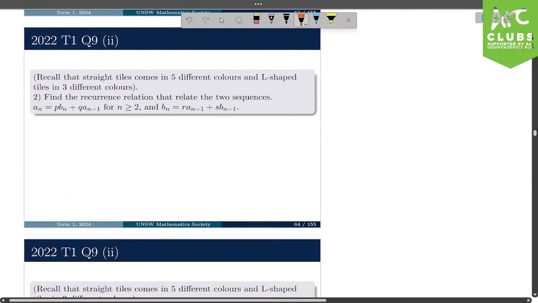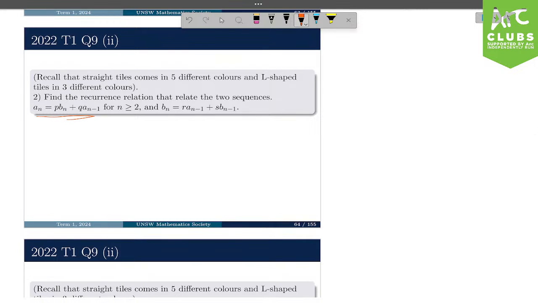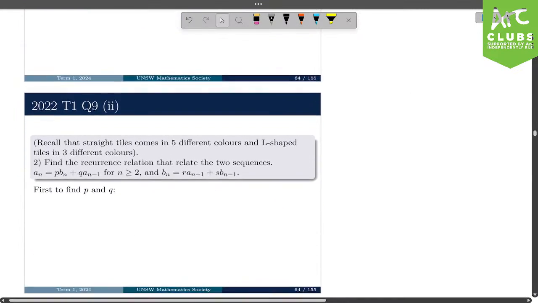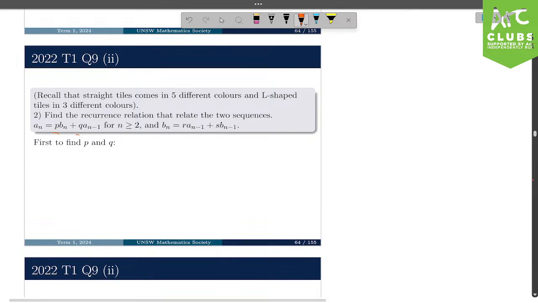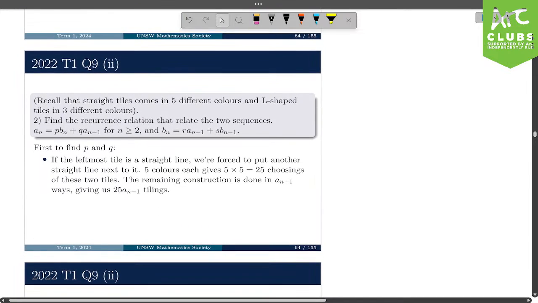First, we want to find the recurrence relation for AN. The question uses AN and BN. This allows us to compose later, as we'll see. First, for the recurrence relation with AN, we want to find P and Q. So to do that, we're going to hope this works.